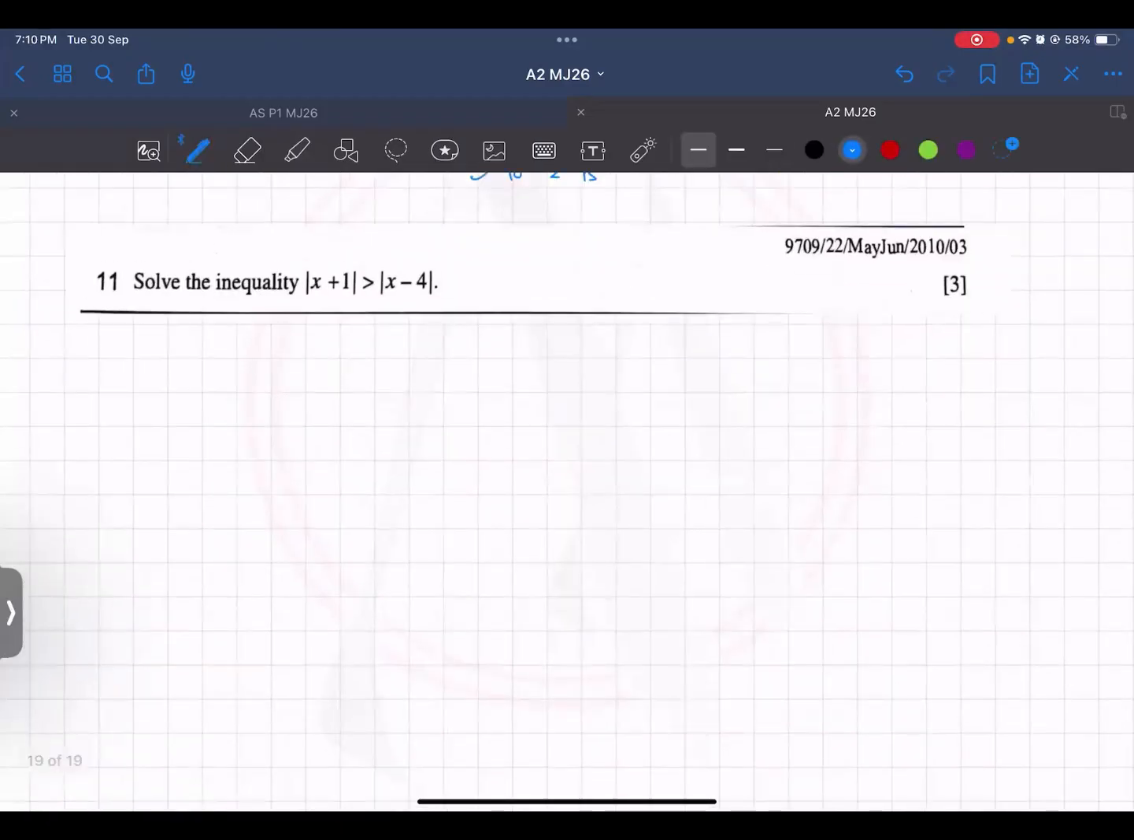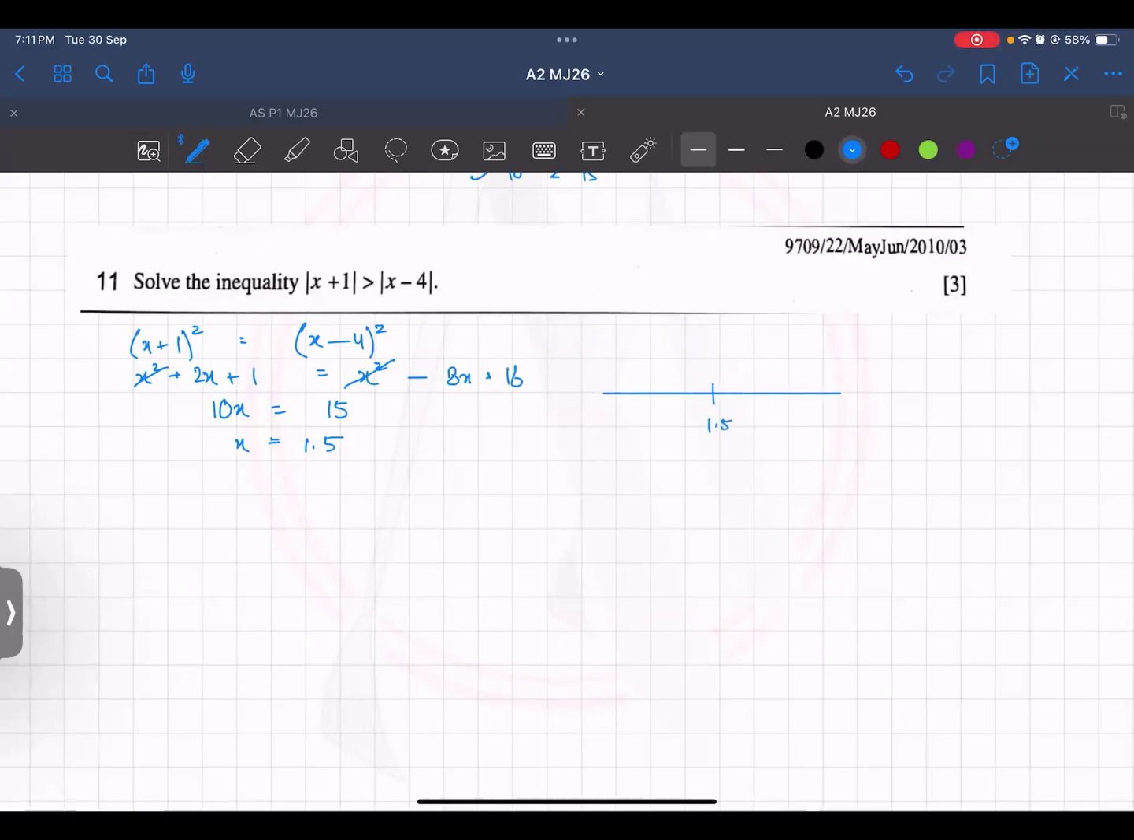Forget about the inequality, squaring on both sides. So x squared plus 2x plus 1 equals x squared minus 8x plus 16. The x squared cancels out, so you will have 10x equal to 15. x is coming out as 1.5. So there is only one root.